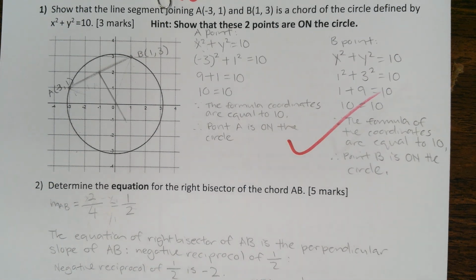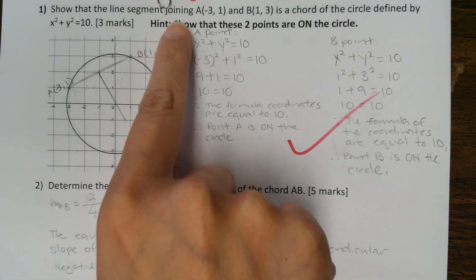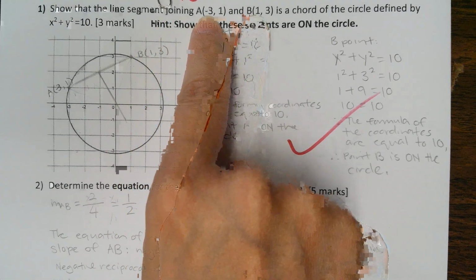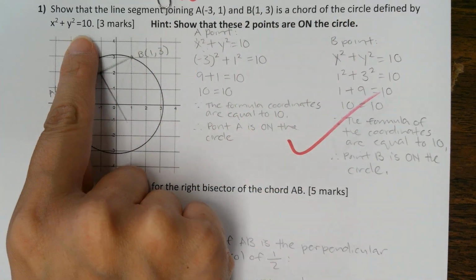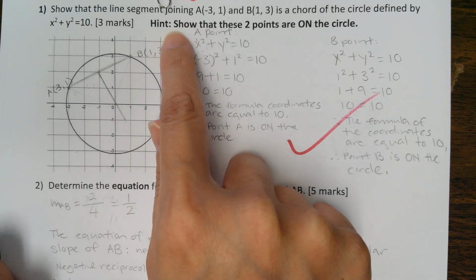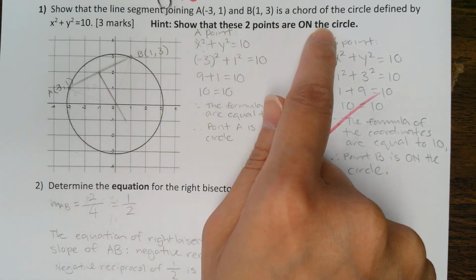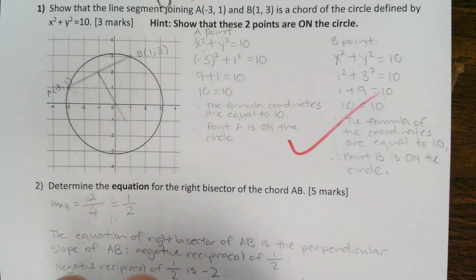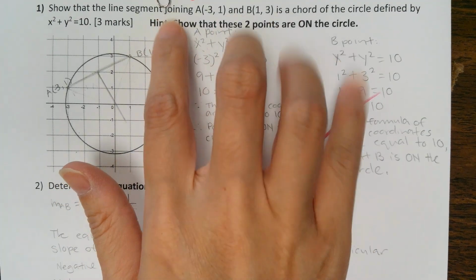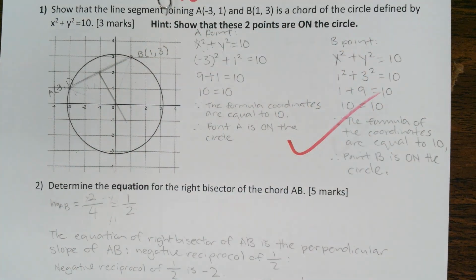Okay, so this is what you guys did yesterday on the test. Show that the line segment joining this and this is a chord of a circle defined by this. So in other words, show that these 2 points are on the circle. In chapter 2, I will give you this hint. In chapter 3, I will not give you the hint. And so what do you have to do?